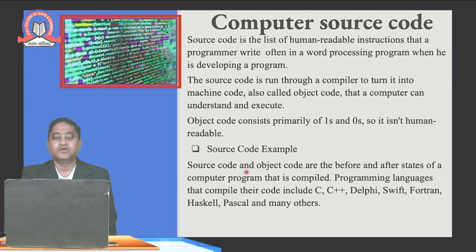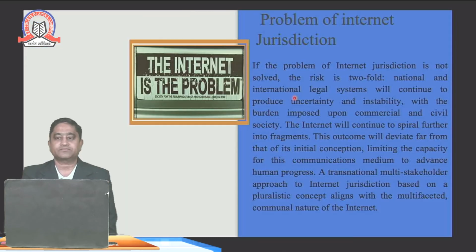Source code and object code are the before and after states of a computer program when it is compiled. Computer programming languages that compile their code include C, C++, Delphi, Swift, Fortran, Haskell, Pascal, and many others.